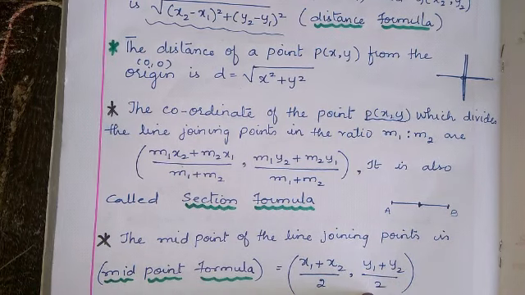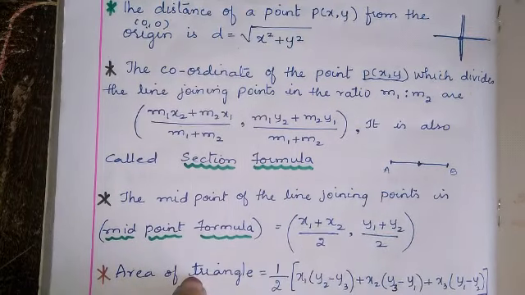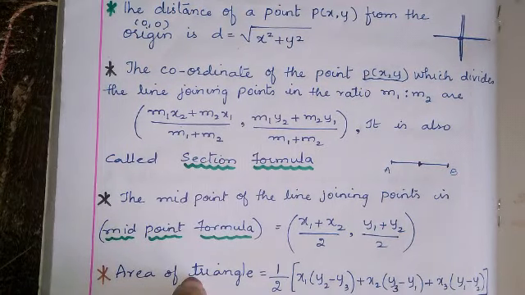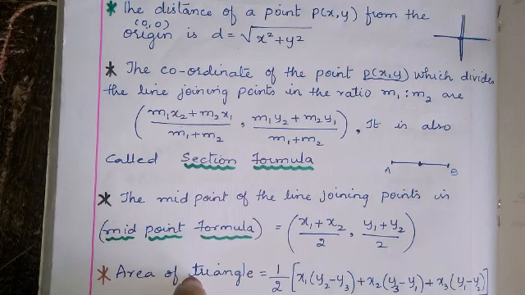Now the next thing is the area of a triangle. In our previous classes we have learned the area of a triangle, like half into base into height. Again we have learned in 9th standard Heron's formula, area of triangle is equal to root of s(s minus a)(s minus b)(s minus c). This all we have learned.